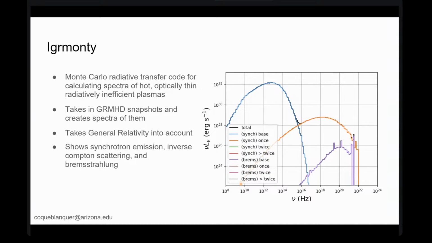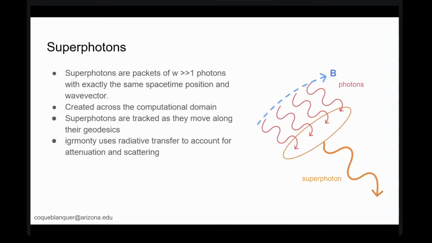So what the code does is it takes GRMHD snapshots, general relativistic magnetohydrodynamics. These are the simulations of the black holes at their current state, and they use general relativity and create a spectrum of these simulations. So it shows the three peaks I explained before. Normally, you would have many billions or trillions of photons orbiting around these black holes, but the code obviously cannot keep track of all of them at the same time. So it uses the concept of superphotons.